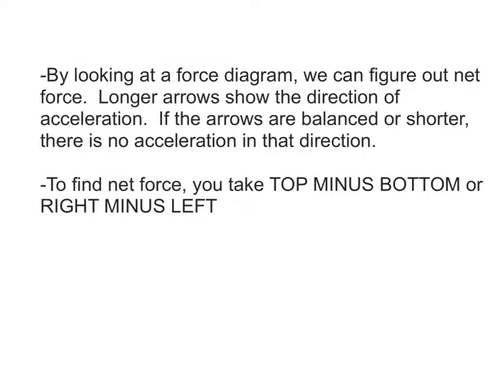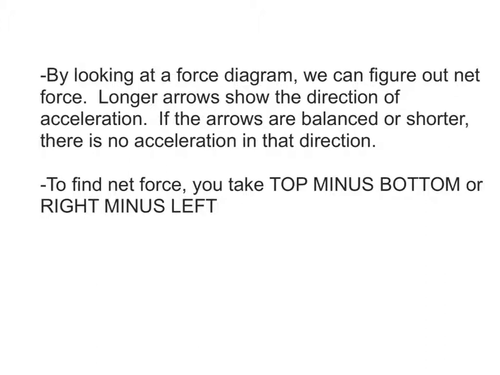Okay, so Newton's second law and force diagrams. Almost all of the force diagrams in the last unit dealing with Newton's first and third law were balanced. Not all of them, but the majority. These force diagrams will not be balanced, and you're going to know which way the acceleration is based on the longer arrow. So the longer arrow, wherever the unbalance is in favor of, will show the direction of the acceleration. If the arrows are either balanced or shorter, then there's no acceleration in that direction.